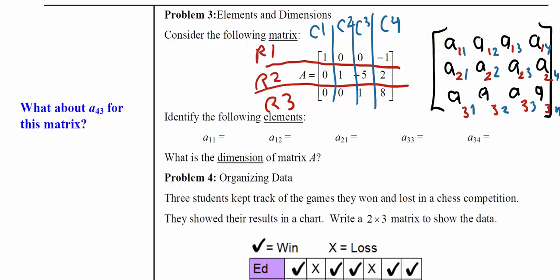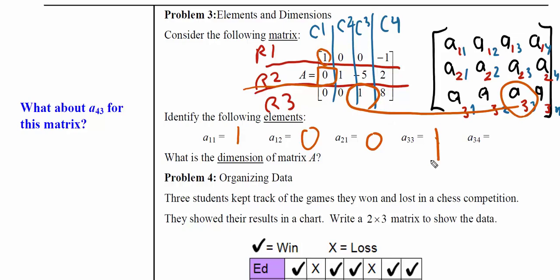So as we identify the following elements, we notice that A11 has a value of 1. A12, row 1, column 2, has a value of 0. A21 means row 2, column 1. So in row 2, column 1, we have a value of 0. A33 corresponds to this position right here in the third row, third column, which has a value of 1. And A34 is going to have a value of 8.